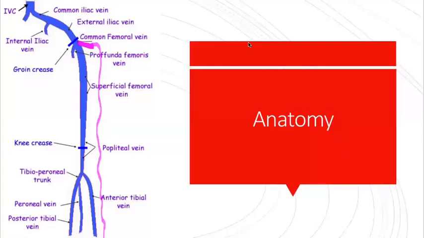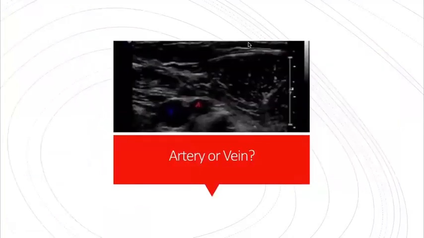Okay, so is it an artery? Is it a vein? I don't know. I can't tell. Which seems a little silly, right? How can you not tell the difference between a vein and artery? But guys, it happens all the time. Not really to techs that have been scanning for a while, but it happens to students a lot.